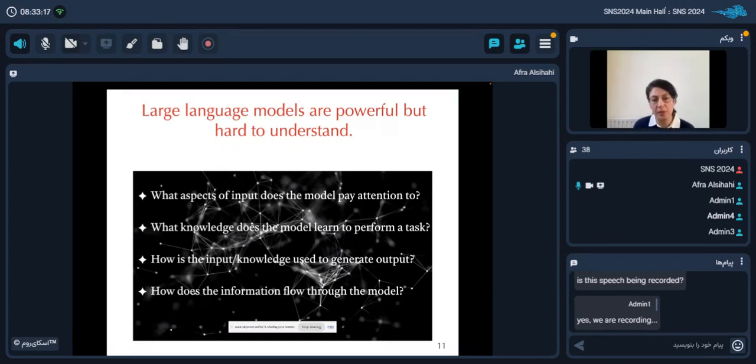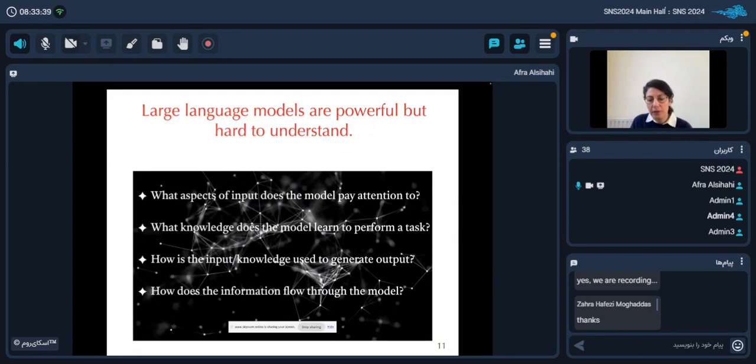So these questions basically take us to this new domain of interpretability. How can we take a model that is performing well, and how can we basically pull it apart and look inside this black box and understand how things work there?